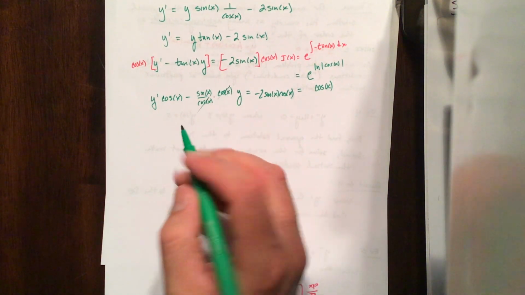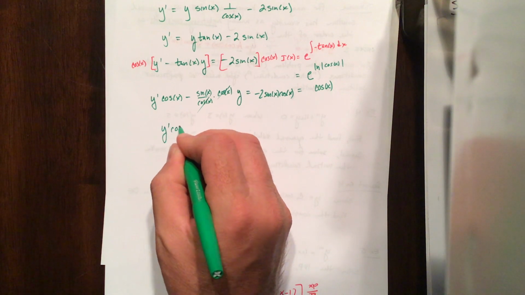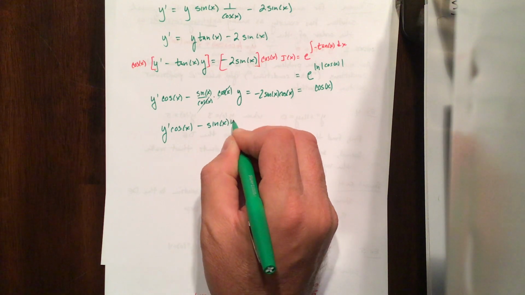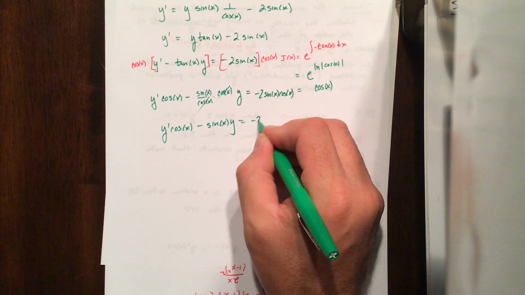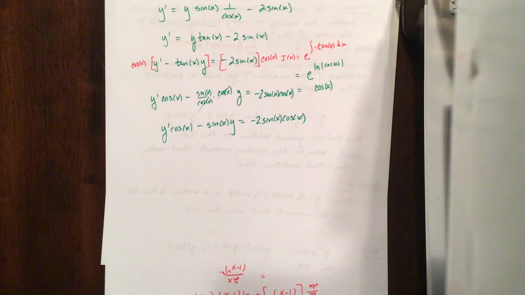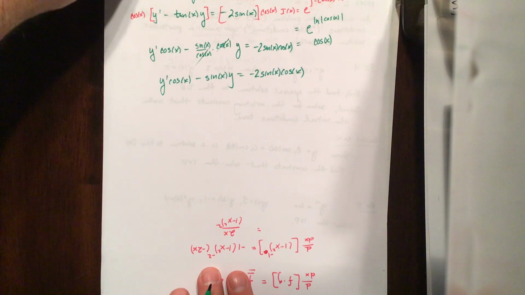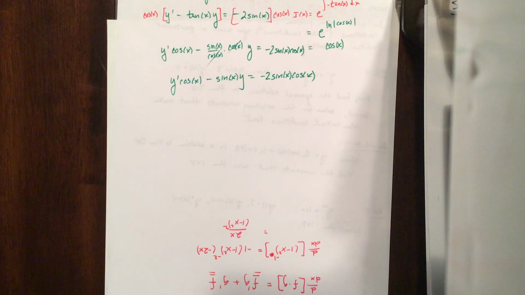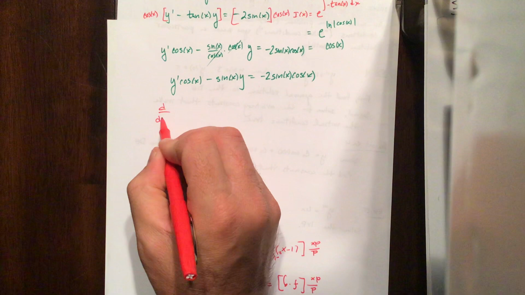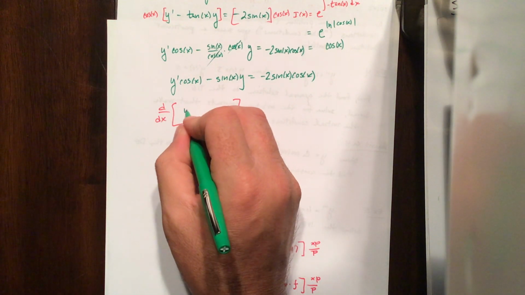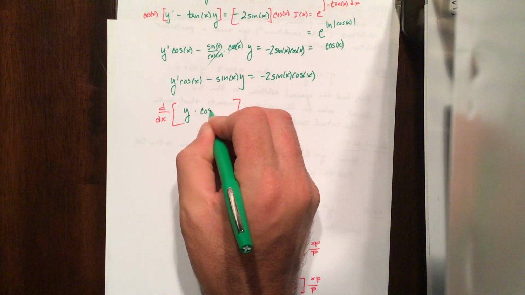So the cosines cancel. We get y prime cosine x minus the sine of x times y equals minus 2 sine x cosine x. Just simplifying as we go. The left-hand side is the derivative of some product. What is that product? It's y and cosine x.